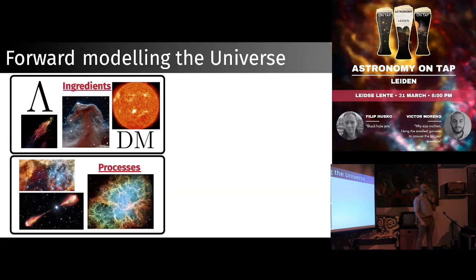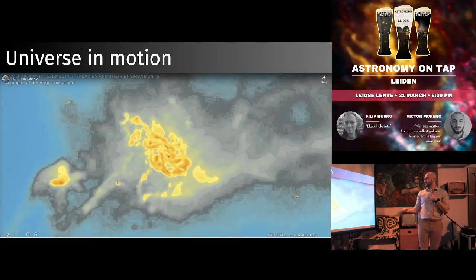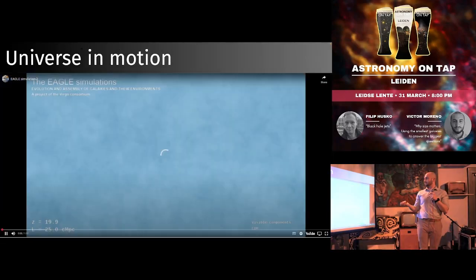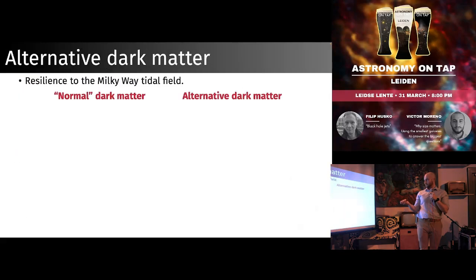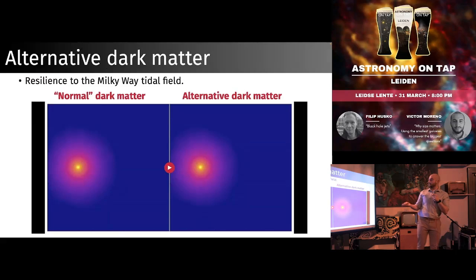Maybe one last question before we end. I have another question. You showed the animation of the dark matter halos. This is the dark matter moving. How is the galaxy on top of it?